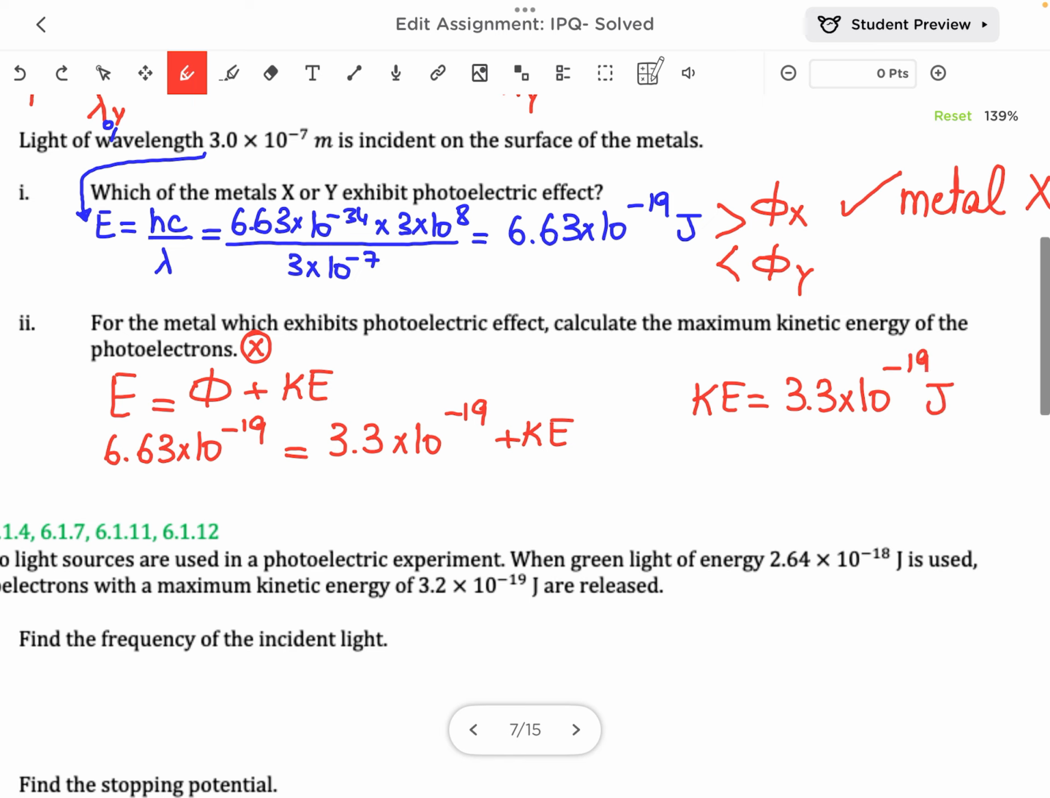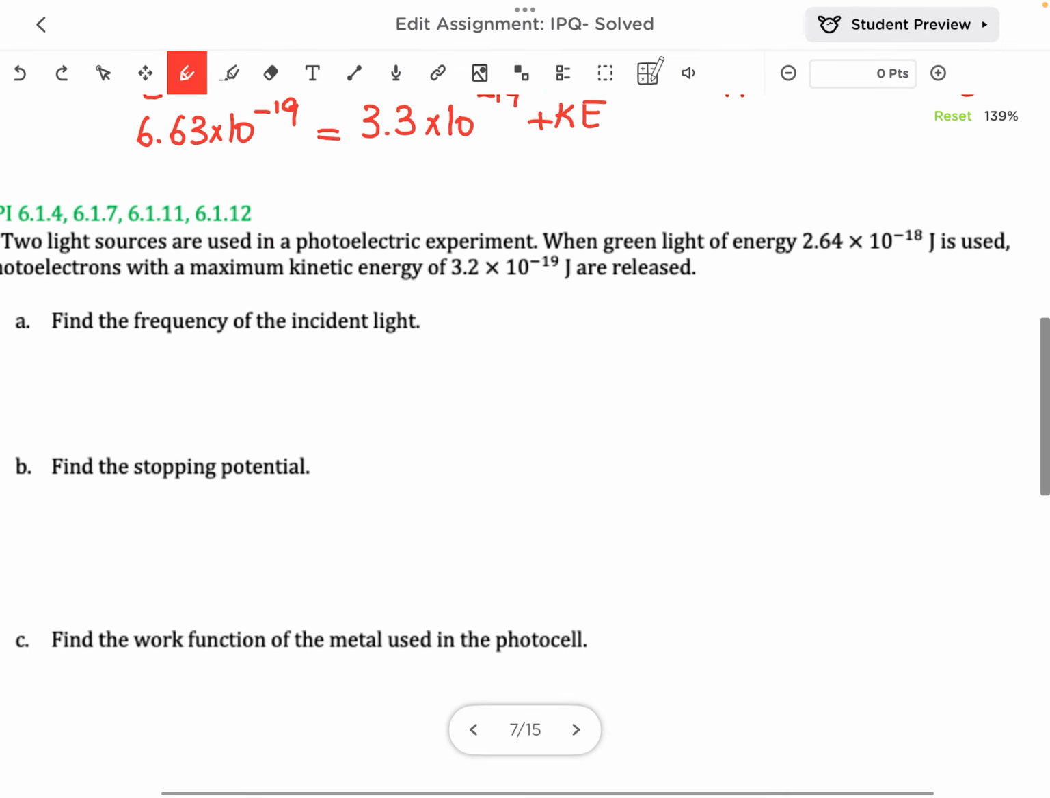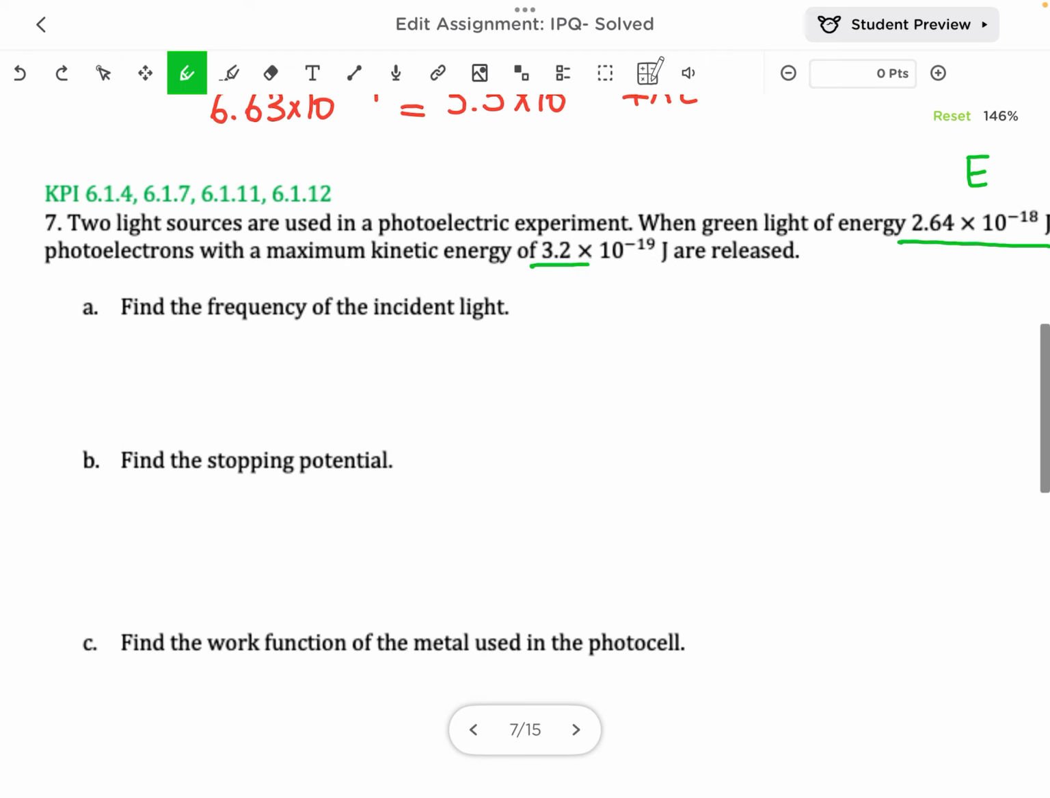Question number 7: we have two light sources used in a photoelectric experiment. When green light of the given energy is used, I have the photoelectron kinetic energy. I need to find the frequency of the incident light. Given the energy, let me find f.